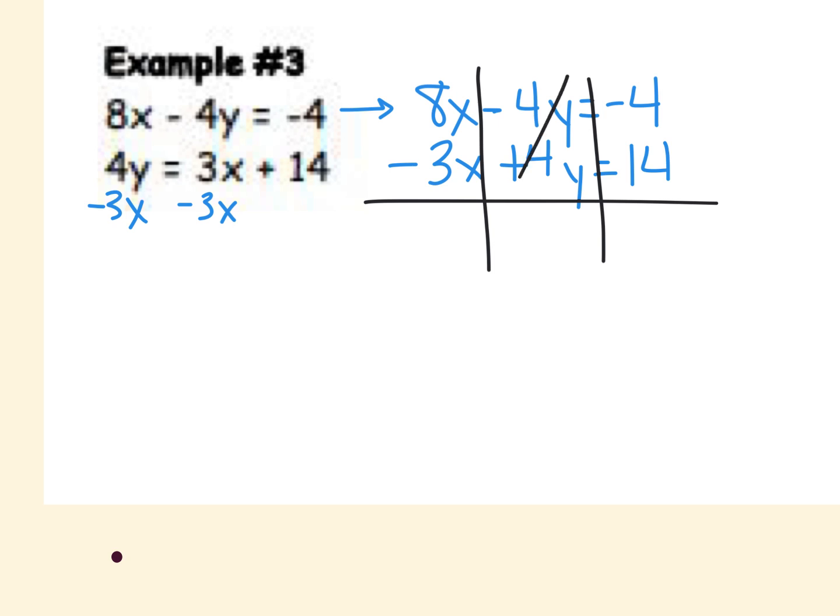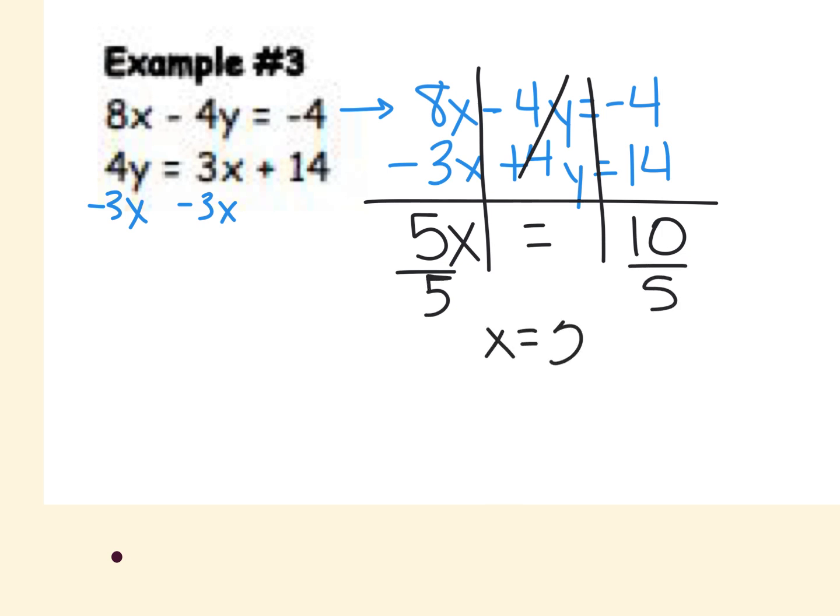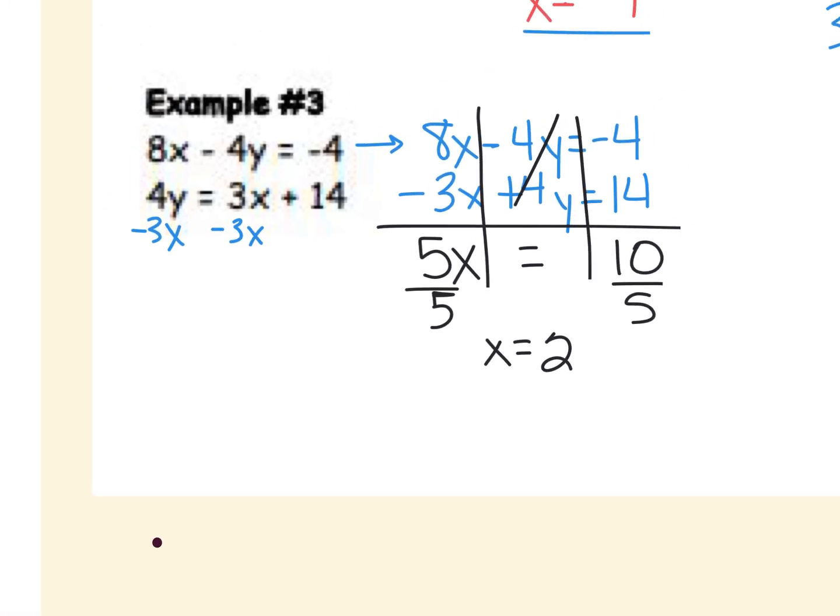And now we can just start putting everything else together. 8x minus 3x equals 5x. And a -4 and a positive 14 is a positive 10. So to get x by itself, now I'm just going to undo my multiply divide. And I get x equals 2. And now we just need to find out what y is.